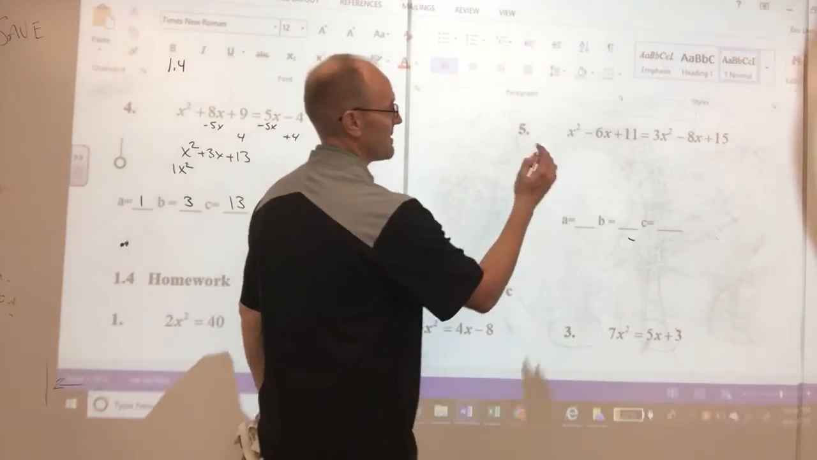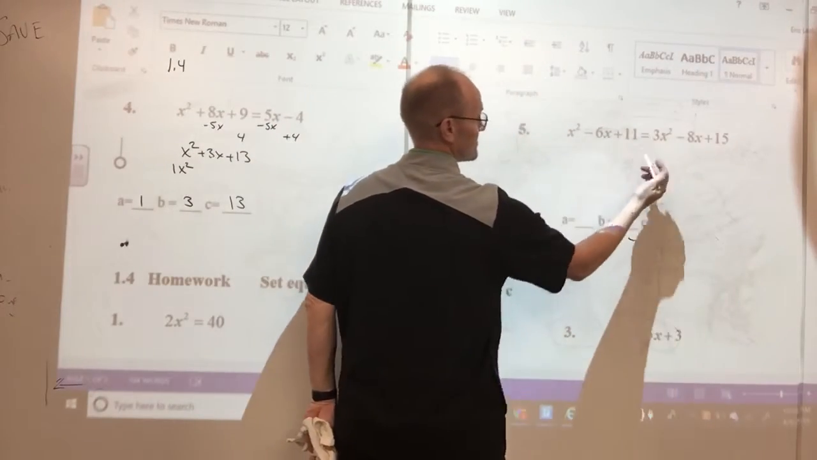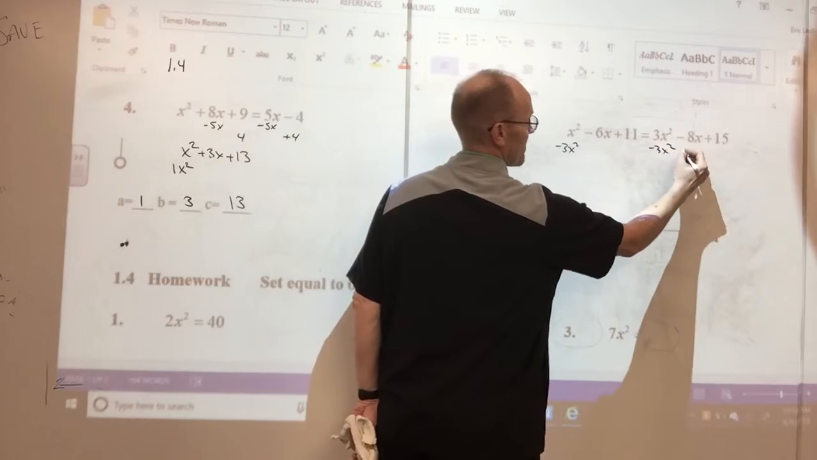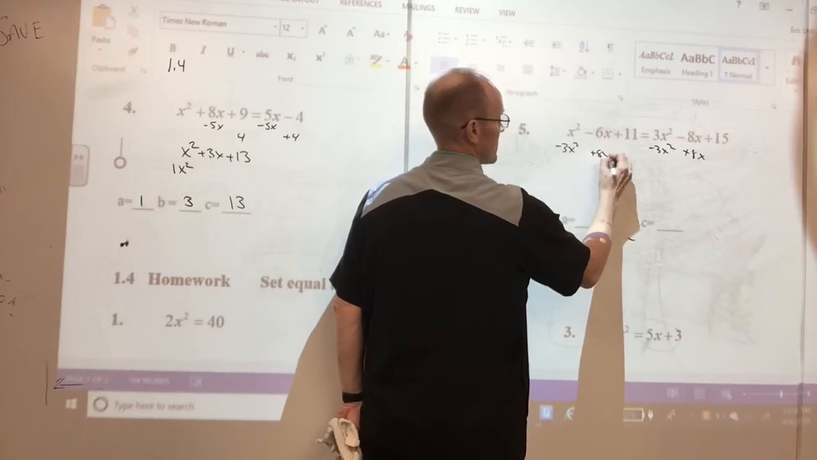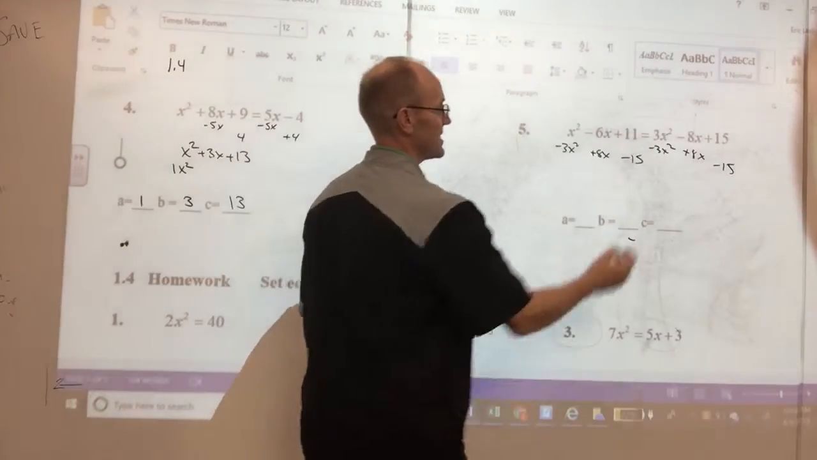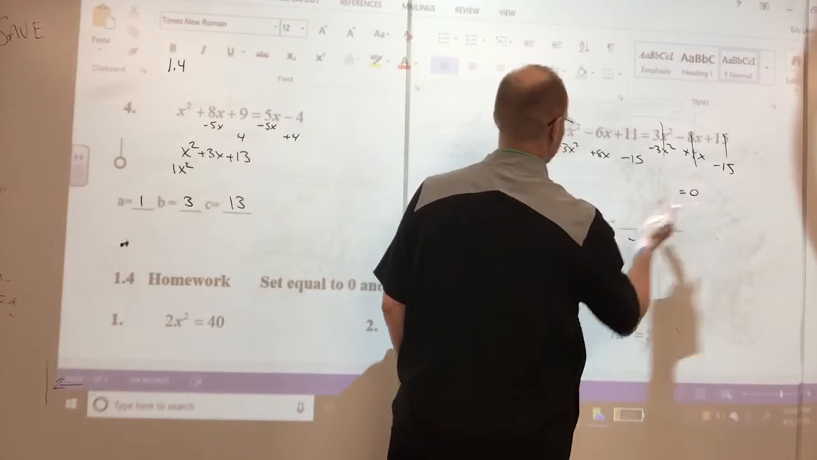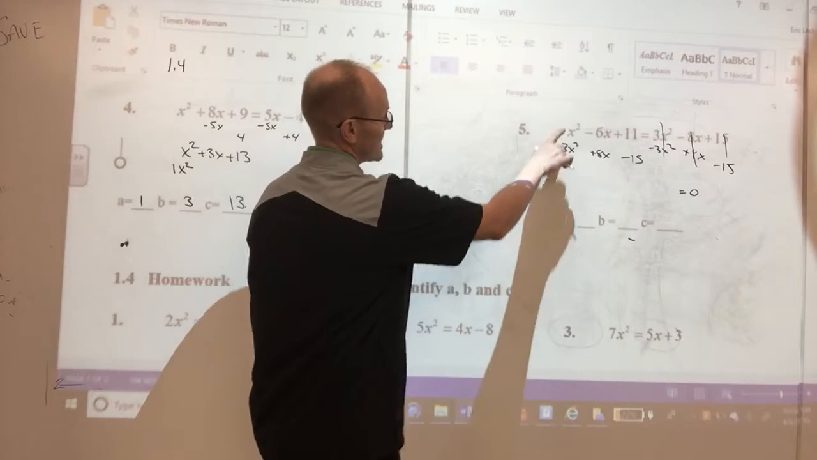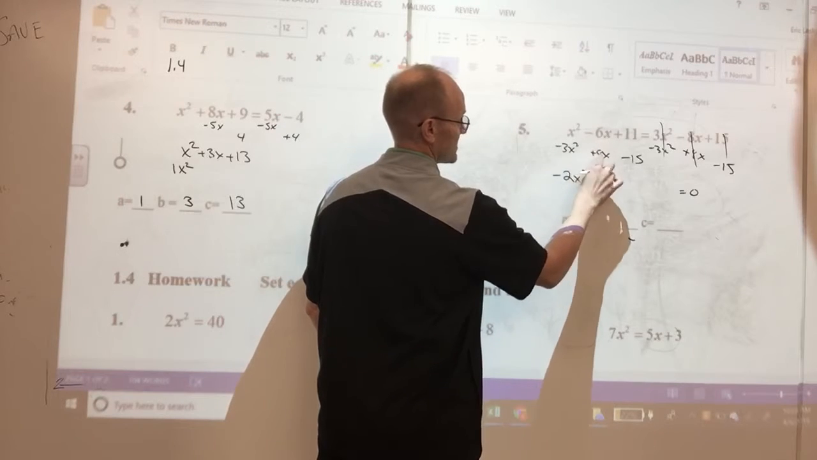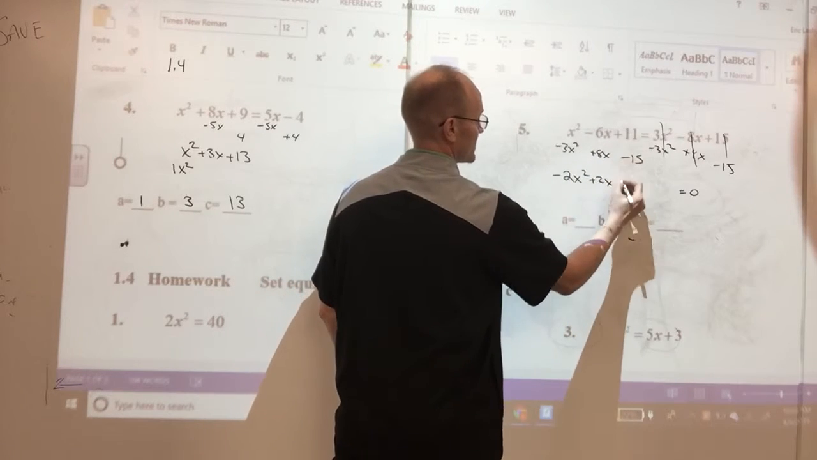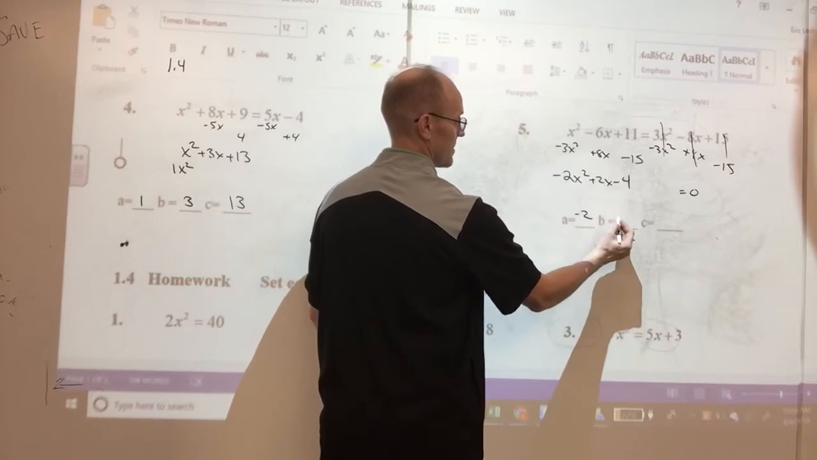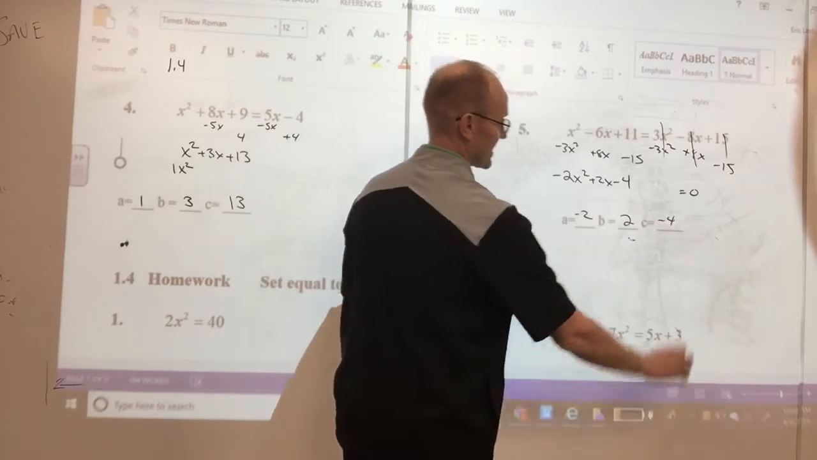All right, looking at number 5, I have 3 terms here now. I've got to add negative 3x squared to both sides. I've got to add a positive 8x to both sides. And I've got to add a negative 15 to both sides. Because then these will cancel out, and I'll get it equal to 0. So on this side, this will end up being negative 2x squared. Negative 6 plus 8 will be positive 2x, and 11 plus that will be negative 4, equals 0. So my a is negative 2, my b is 2, and my c is negative 4.